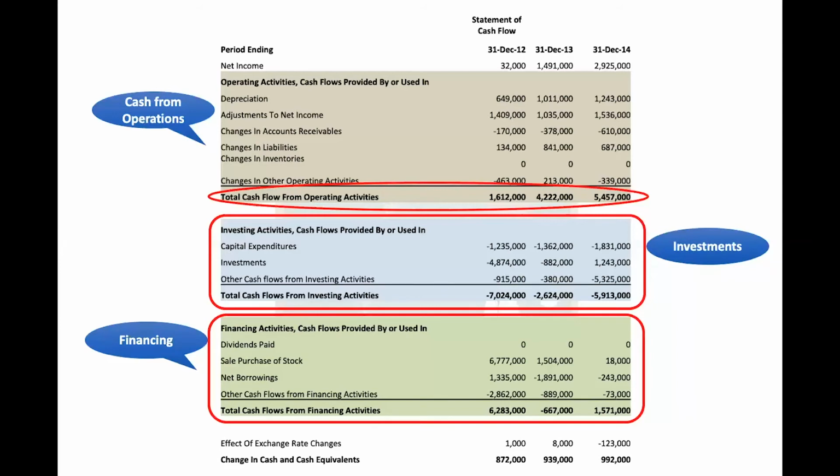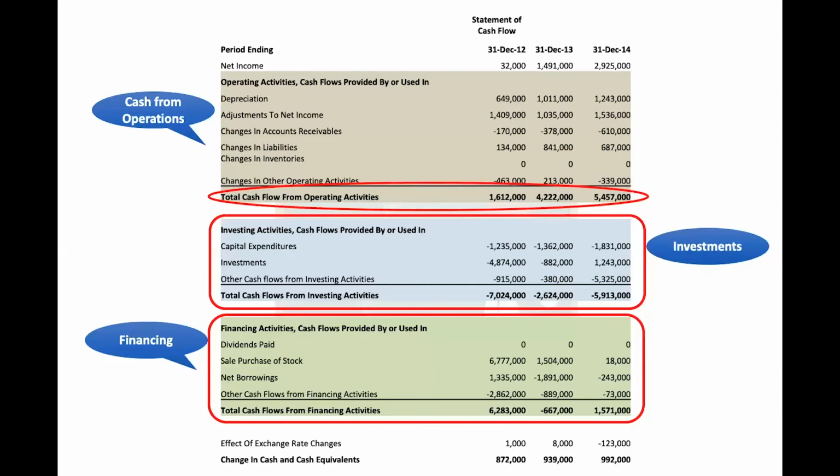And then you can see on the bottom line, for total cash flow from financial activities, in 2012, they raised $6.2 billion. In 2013, they spent cash-wise $667 million. And then in 2014, they took in another $1.5 billion. We get down to the bottom line. And the bottom line statement of cash flow is the change in cash. So in 2012, cash increased by $872 million. In 2013, increased by $939 million. And in 2014, increased by $992 million.